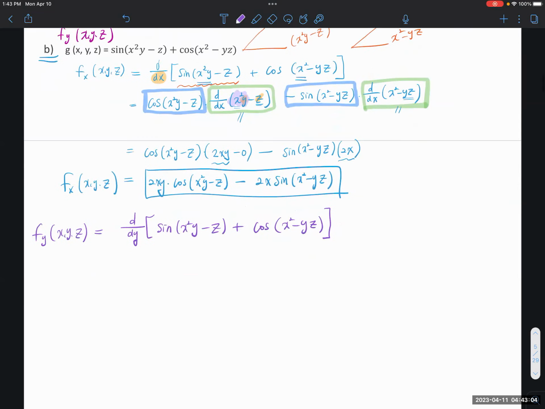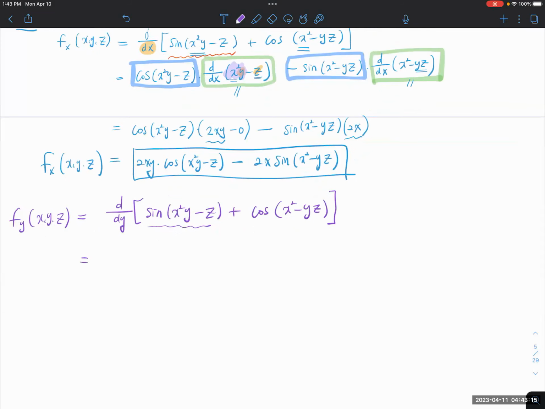Now you guys know what to do. I see the same structure of the chain rule. So this one, keep the outside because y is a part of the sine. So what we're going to do, it's going to be cosine x sec y minus z anyway. Am I right? And then what happened? d over dy of the inside.